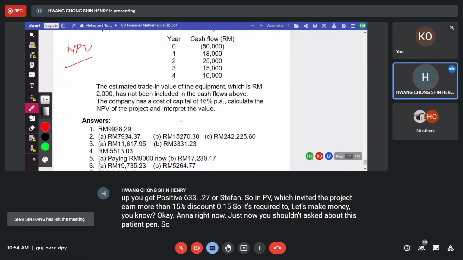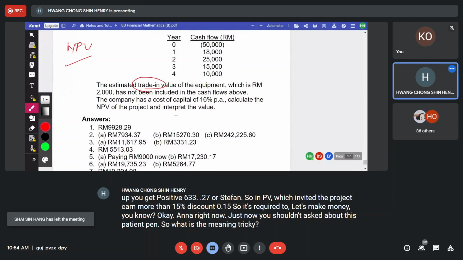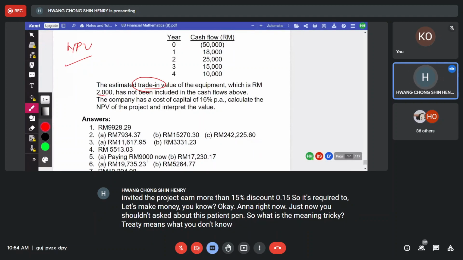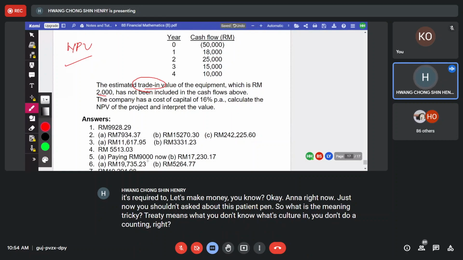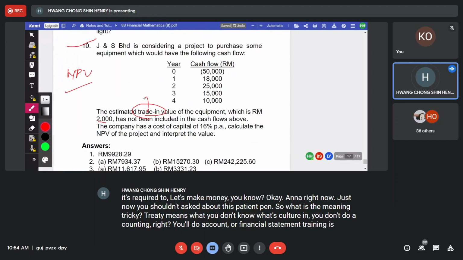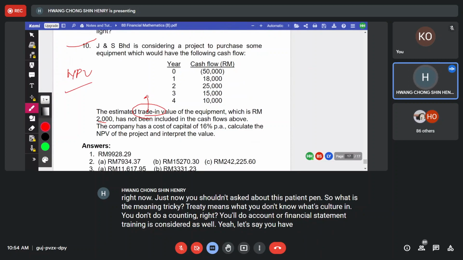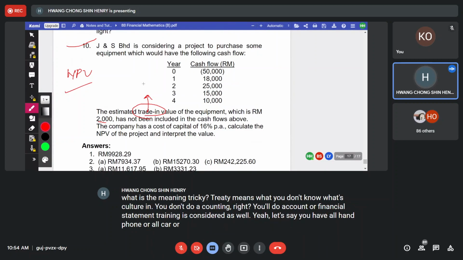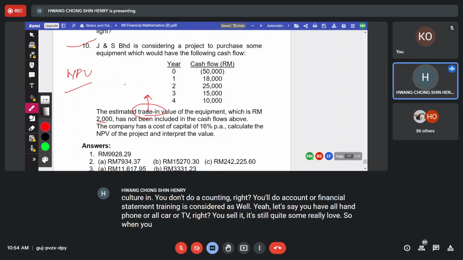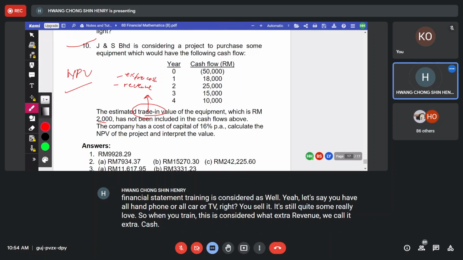All right, just now Xuan Chong asked about this question 10. What is the meaning of trade-in? You all do accounting, right? You all do accounts or financial statements. Trade-in is considered as what? Let's say you have an old handphone or old car or old TV. You sell it, it still has some value. So when you trade in, this is considered as what? Extra revenue. We call it extra cash or revenue.